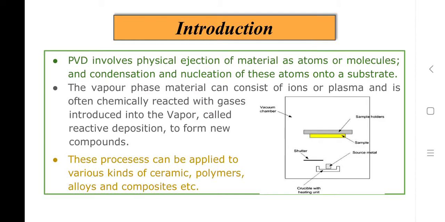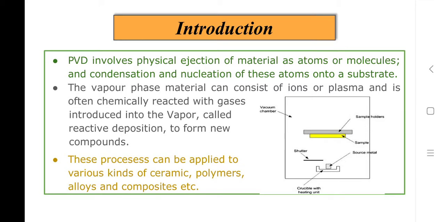From the figure, you can understand that whenever we introduce the gas, it can react with those ions or molecules, or it can simply be inert and help the homogeneous coating of those molecules on the substrate itself. This process can be applied to various kinds of materials like ceramics, polymers, and metals, which allows for composites, etc. So here is the introduction about PVD.